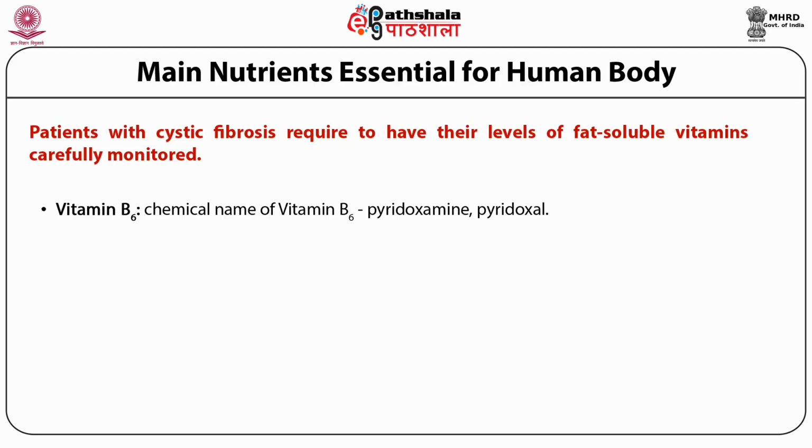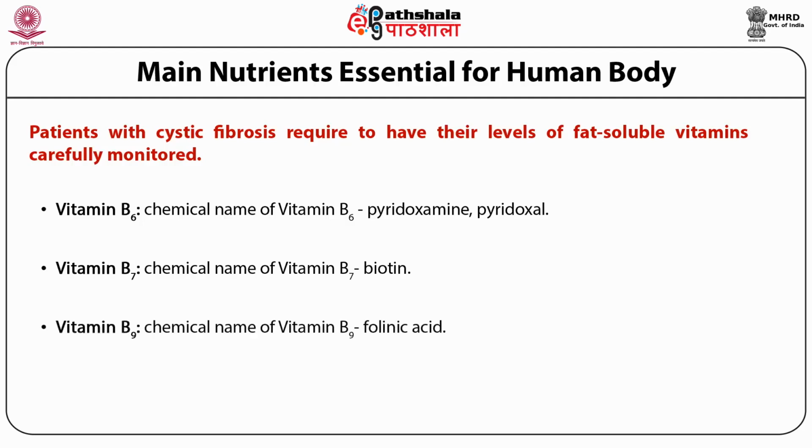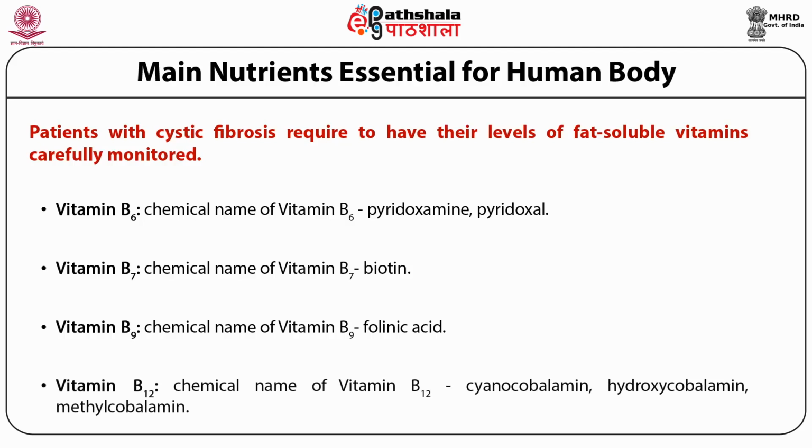Proprioception is impaired. Vitamin B7 is biotin. It is soluble in water, and deficiency can cause diseases like dermatitis and enteritis. Vitamin B9 is folic acid, again water soluble, and its deficiency can cause birth defects during pregnancy such as neural tube defects.